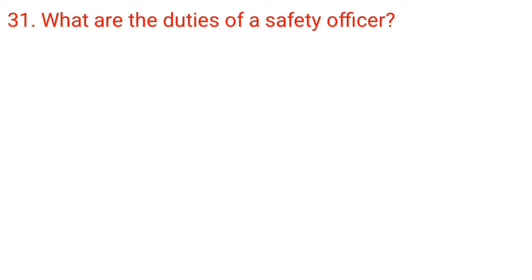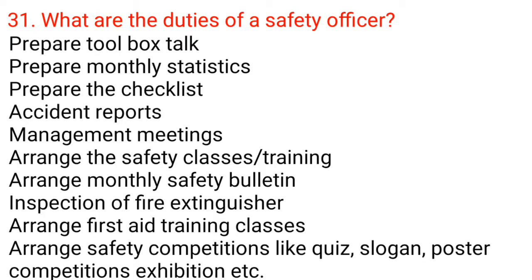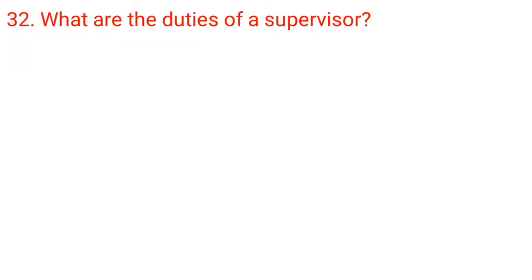31. What are the duties of a safety officer? Prepare toolbox talk. Prepare monthly statistics. Prepare the checklist. Accident reports. Management meetings. Arrange the safety classes, training. Arrange monthly safety bulletin. Inspection of fire extinguisher. Arrange first aid training classes. Arrange safety competitions like quiz, slogan, poster competitions, exhibition, etc.